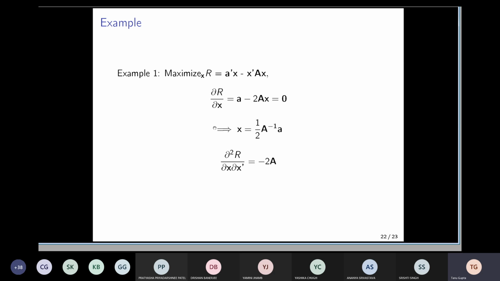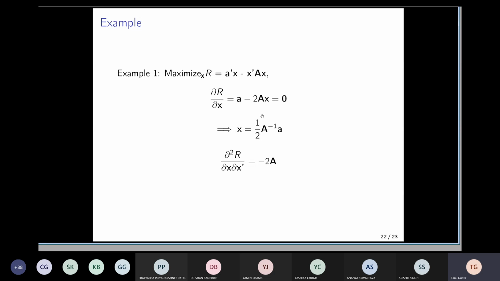So just for the sake of completeness, we can write x is equal to 1 by 2 A inverse a. We can write this only if A is a non-singular matrix. Then only its inverse will exist. Hence I'm saying let's assume that A is a non-singular matrix, and of course it is a symmetric matrix. Therefore we are saying 2ax. Okay, so this first order partial derivative is fine, right?